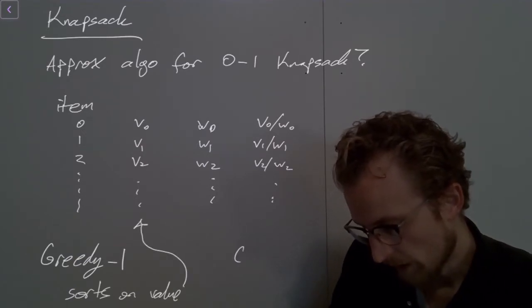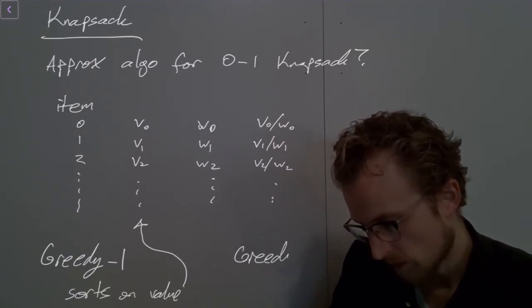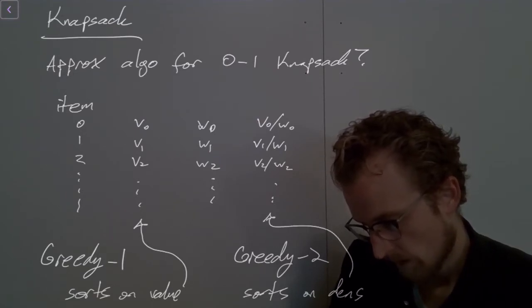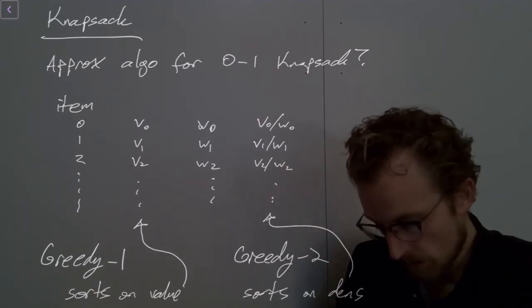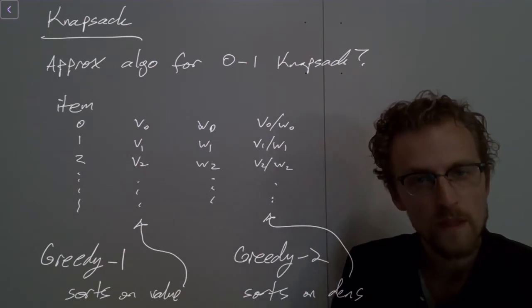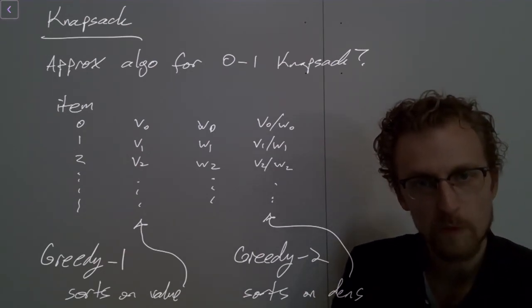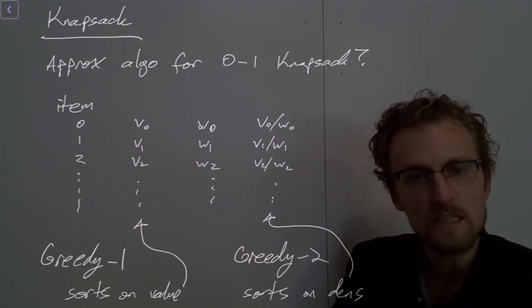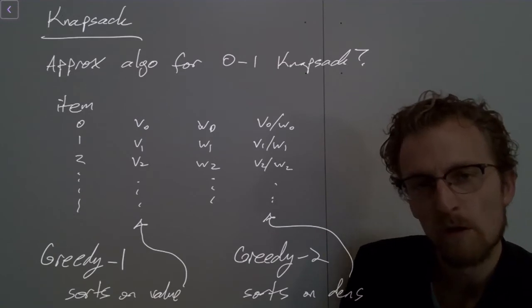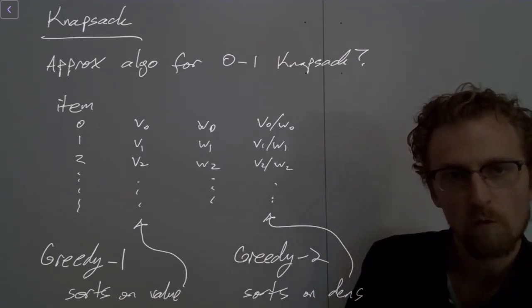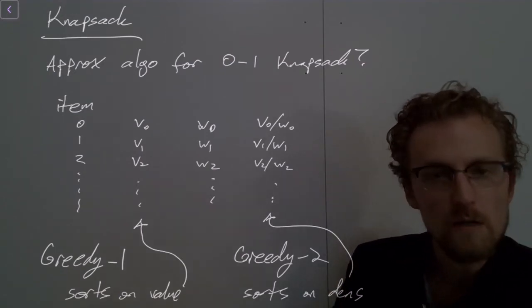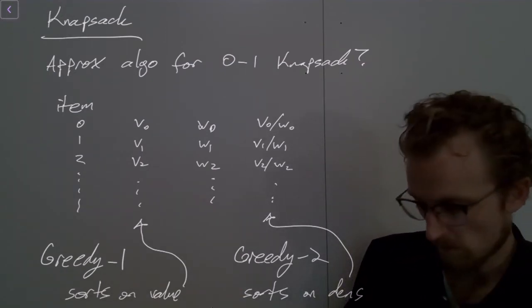Okay, well, let's call it greedy 2, the one that sorts on density. We've looked at both of these. The greedy 2 algorithm is the one that is optimal when we have divisible goods, right? So when we have the fractional knapsack problem. And we've already seen that greedy 1 is not optimal for the 0-1 knapsack problem. Okay, so let's take a look at these and see what we can learn about their approximation factors.